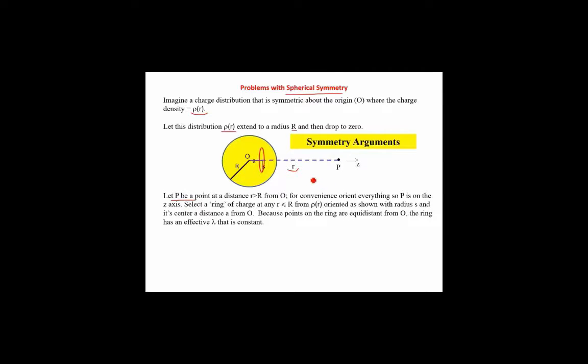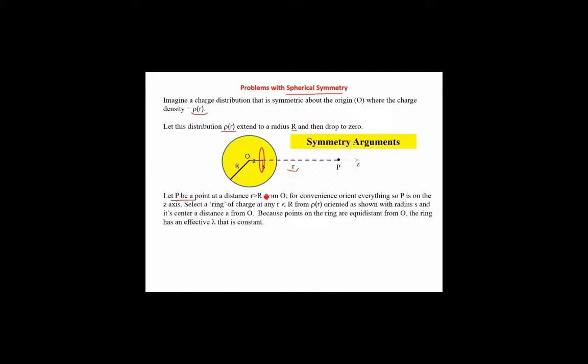To start with the symmetry arguments, we're going to try to show that the E field here is in the same direction as the vector z hat or r hat. To do that, we first select a ring of charge inside the sphere, and we'll let it be a radius s, and we'll let it be located at some distance a from the origin. And you can see how it's oriented with respect to the z-axis.